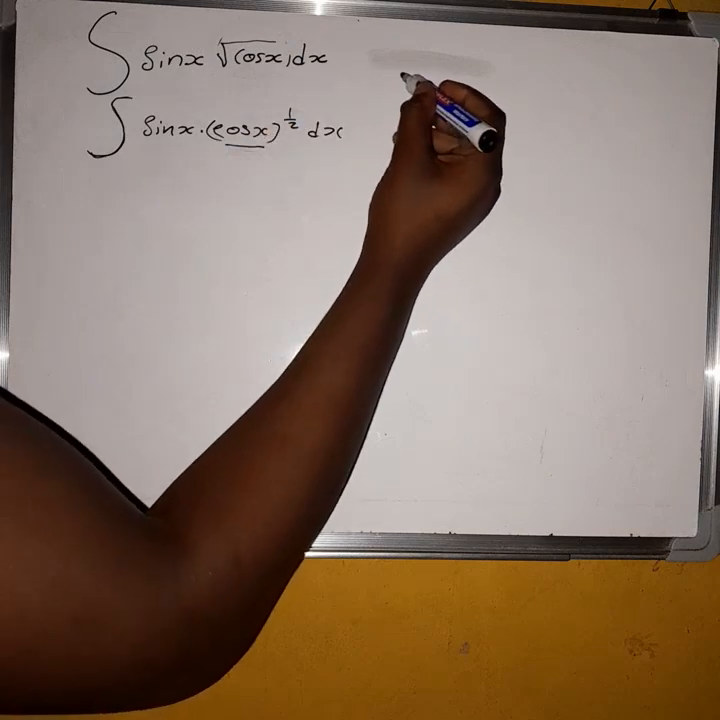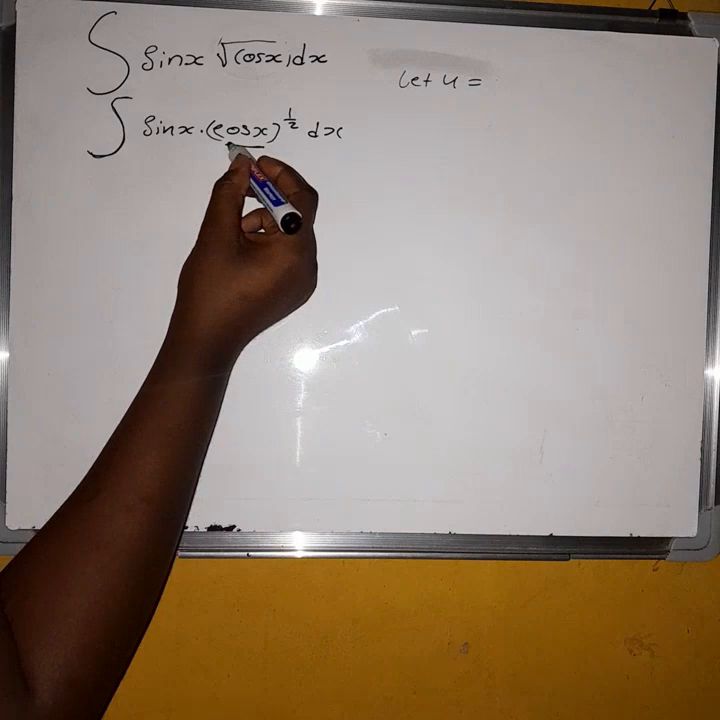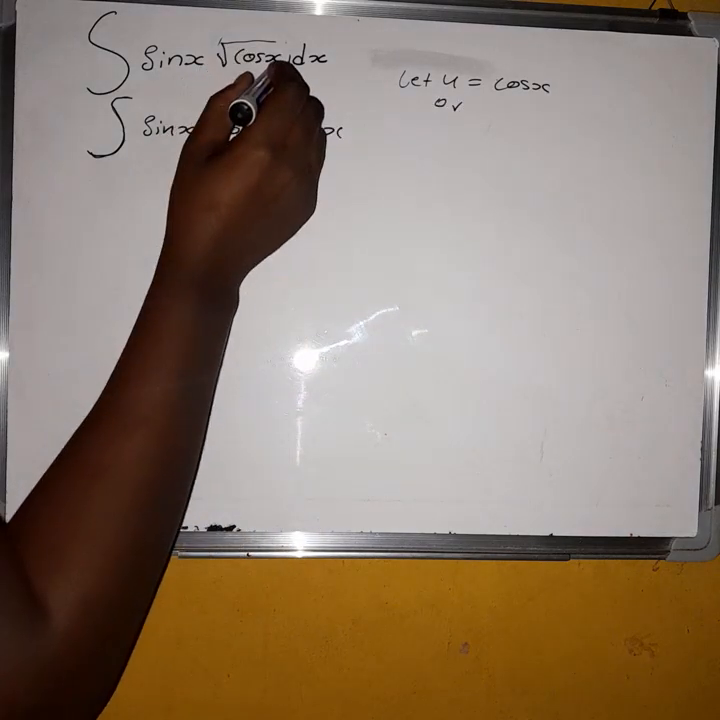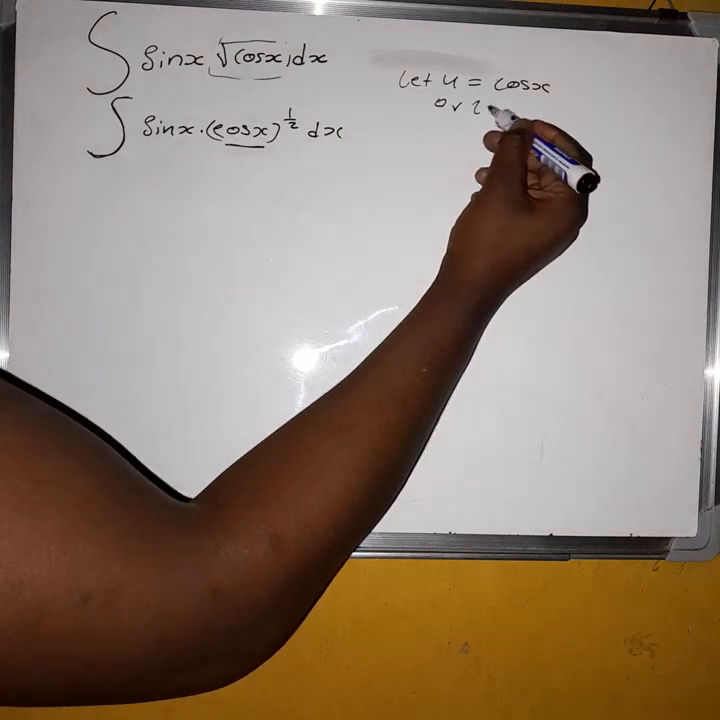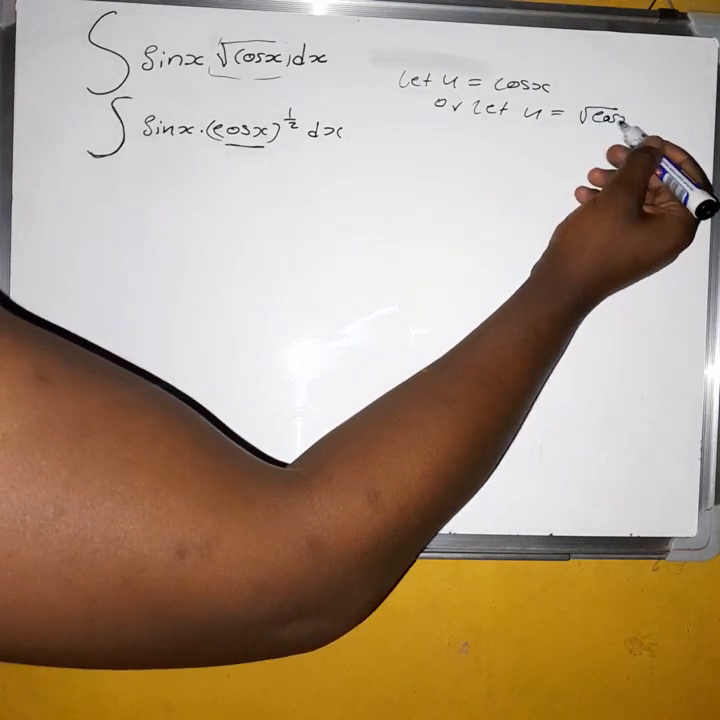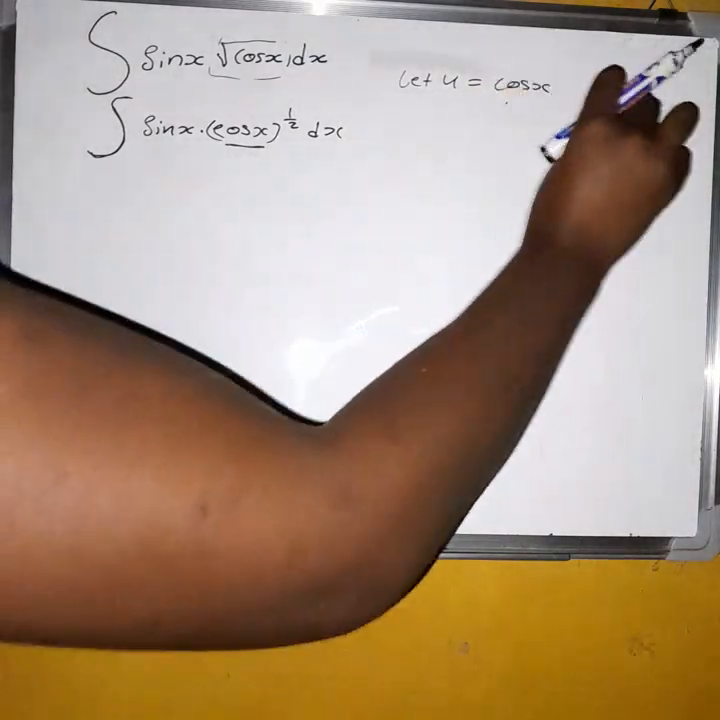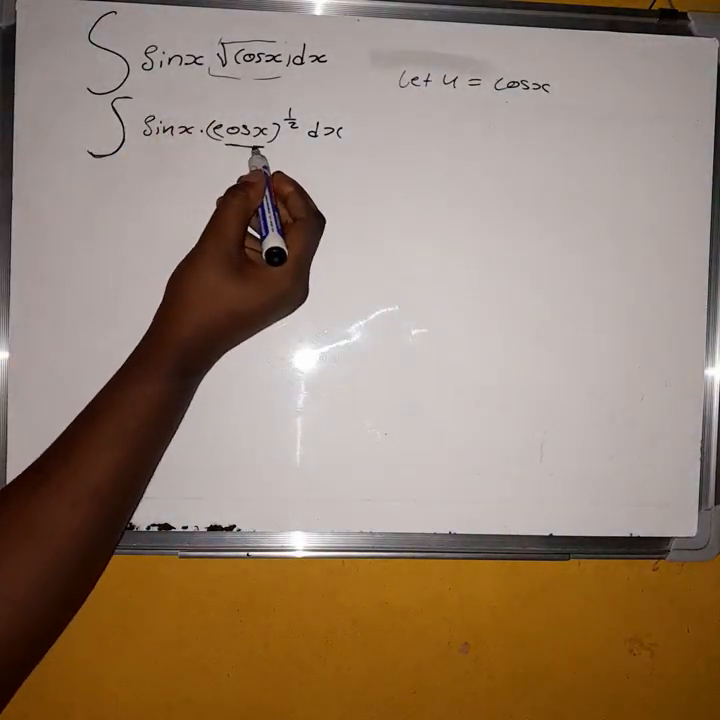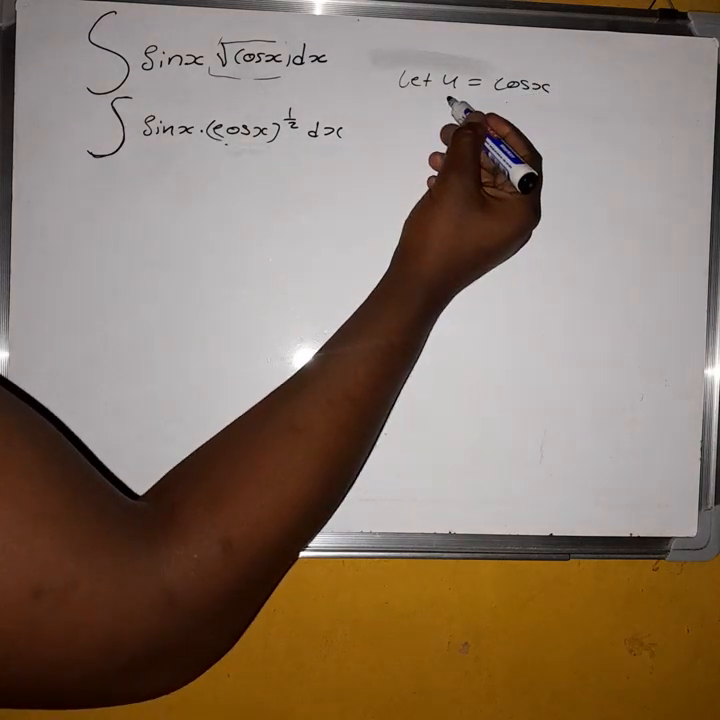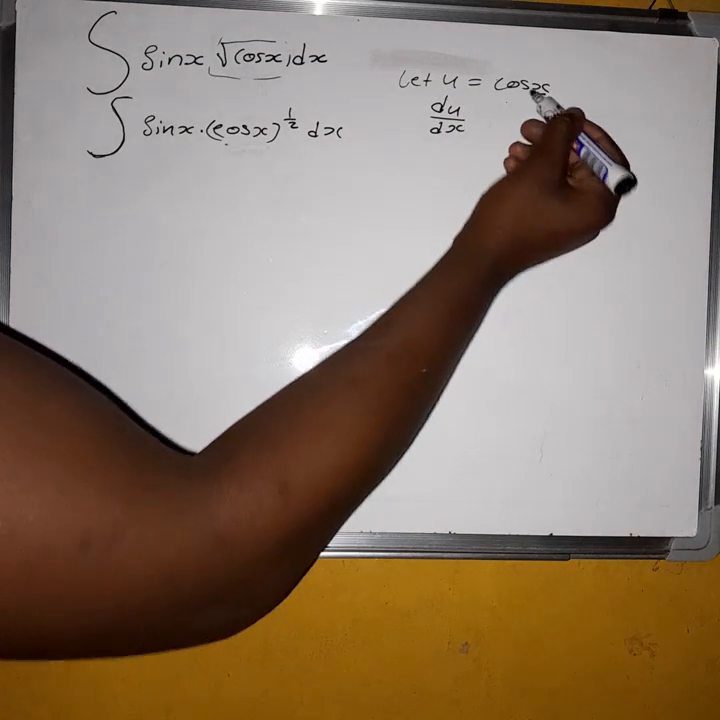You can also take the whole. What I'm trying to say is, you can say let u equal cos x, which is the one I'll choose, or some can take all of this and say let u be equal to the square root of cos x. You understand? So it's up to you. Me, I will take this, what is inside of the bracket, right?